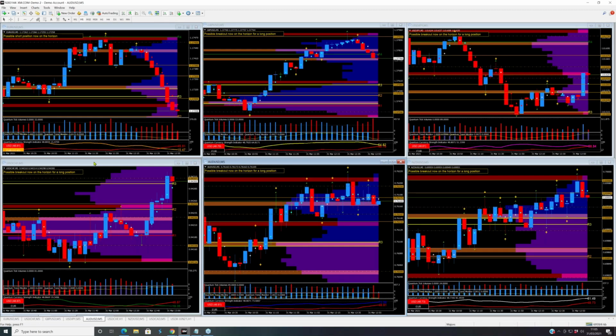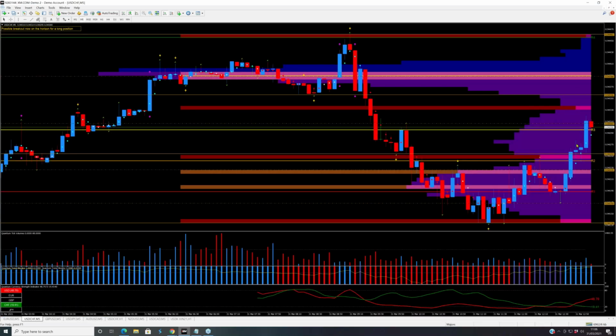Let's have a quick look at what's this one? This is the dollar Swiss.